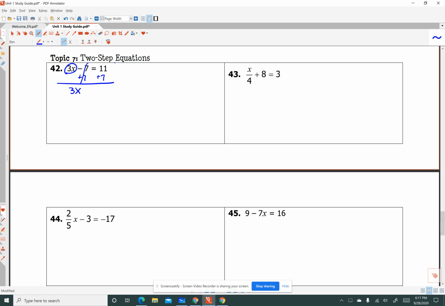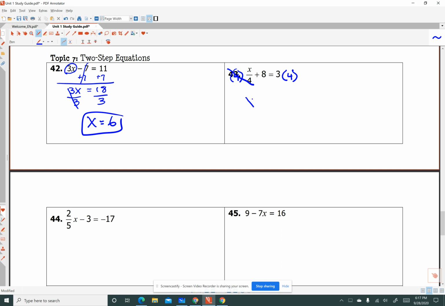7, 12, 13, 14, 15, 16, 17. Sorry, I was thinking about something else. 18. So 3x plus 8 equals 18. Now we just divide by 3. It's a pretty easy one. X equals 6. Okay, let's multiply both sides by 4.